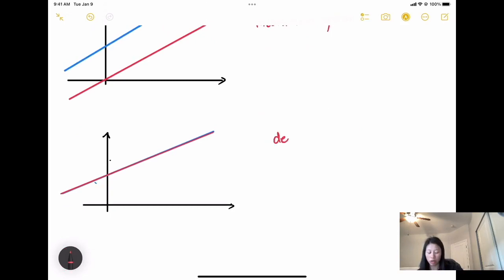So the last one is called a dependent system. A dependent system has infinitely many solutions. The lines are coincident. They are the same line, so every coordinate pair on the line is the solution to both equations.